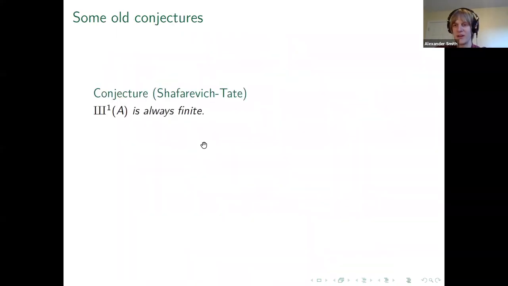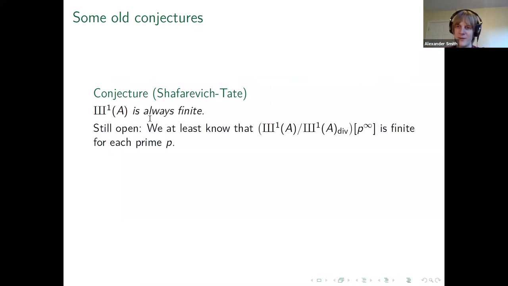So here's a very open conjecture, about as hard as the Birch and Swinnerton-Dyer conjecture, in my opinion. It's just that the Shafarevich-Tate group of A is always finite. And this is very, very open. Okay. Now, what we can say is if we divide out by the divisible elements and consider the p-primary part, we are left with something finite.